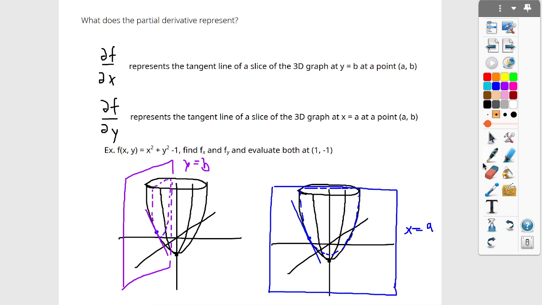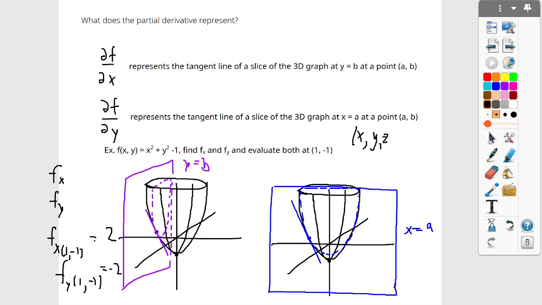So let's do the calculations right now. We don't need to put a tangent line, but we're going to do it in the next slide. So what is f sub x and f sub y? You should do it by yourself. And if you get it right, evaluating at 1, negative 1, you should get f sub x at 1, negative 1 is equal to 2, and f sub y at 1, negative 1 is equal to negative 2, right? And what is x, y, z?